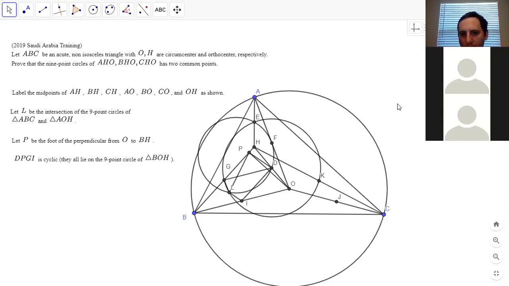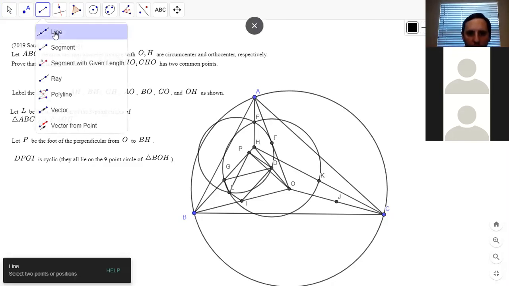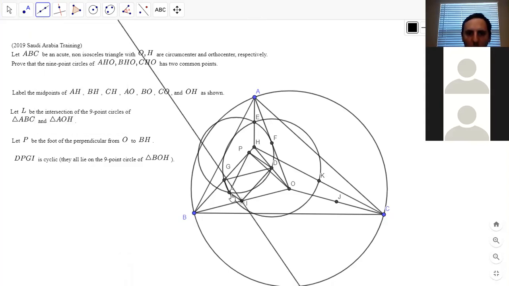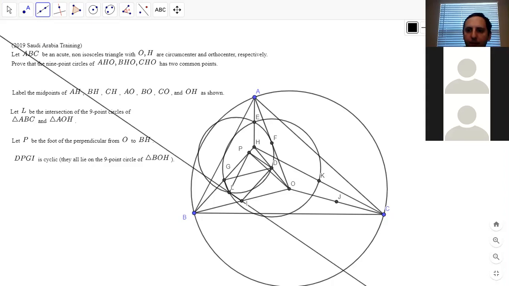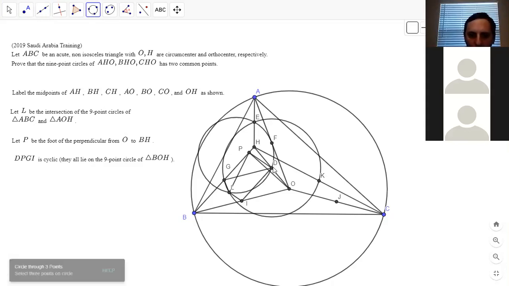We're just missing one thing here. Let me try. If we can prove that GLDP is cyclic, that would solve the problem. Or actually, do we know that? We know that GPID is cyclic. If we can show that L also lies on it, that would solve the problem.